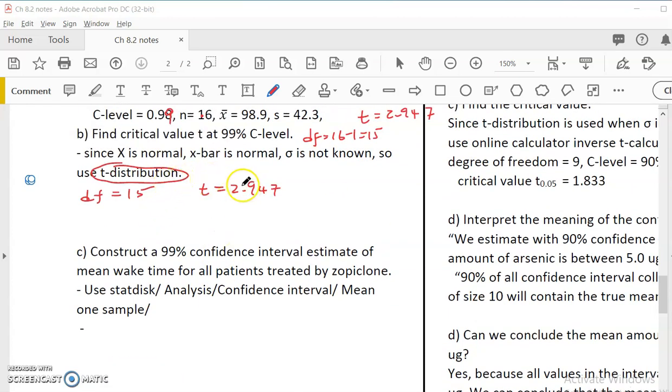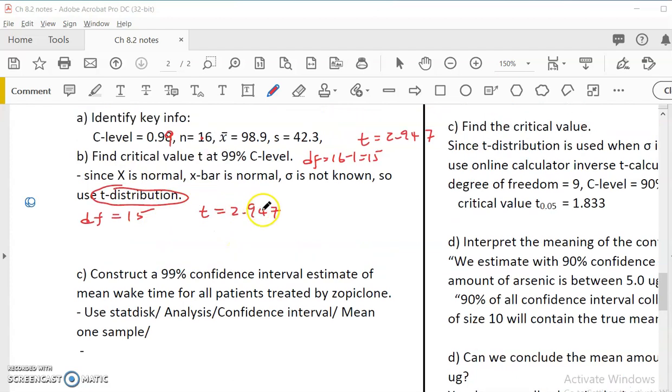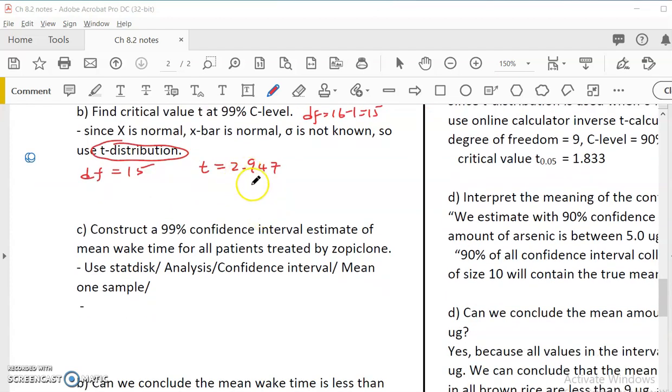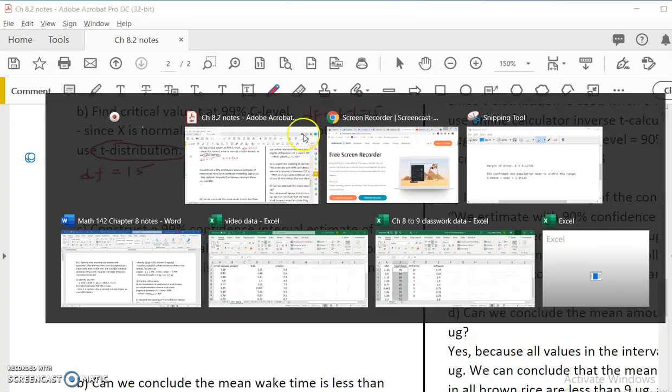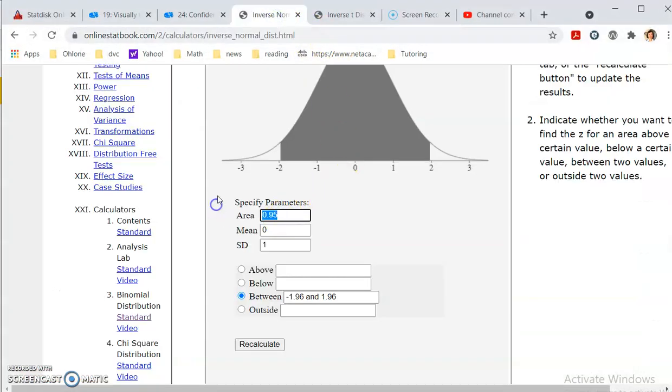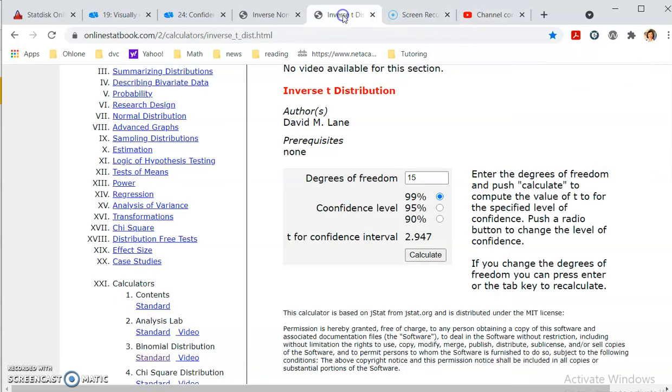Now you don't have to construct t. I just want to go through this so you know that for 99%, the number of tick marks is 2.9. It's not 2.3 from Z or whatever. Because if I am actually doing inverse Z, 0.99 is 2.5 only, right? Because the tail is smaller, so that would be 1%. But for an inverse t, for a degree of freedom of 15 and 99%, it is 2.9. So there is a difference.